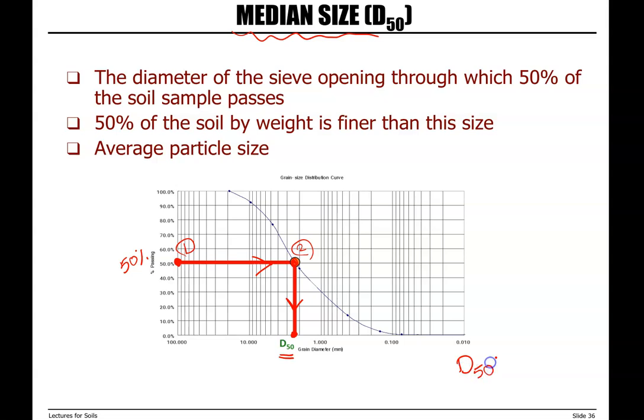So for example, for this soil sample, D50 here is 1, 2, and 3. So D50 is close to 2.4 millimeters, which again means that half of our soil particles, half of our sample, 50% of the soil is smaller than 2.4 millimeters, or the average particle size in this soil sample is 2.4 millimeters.